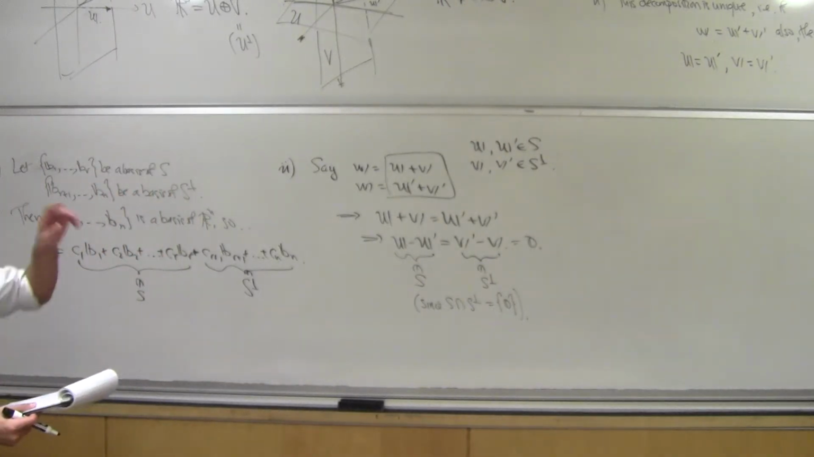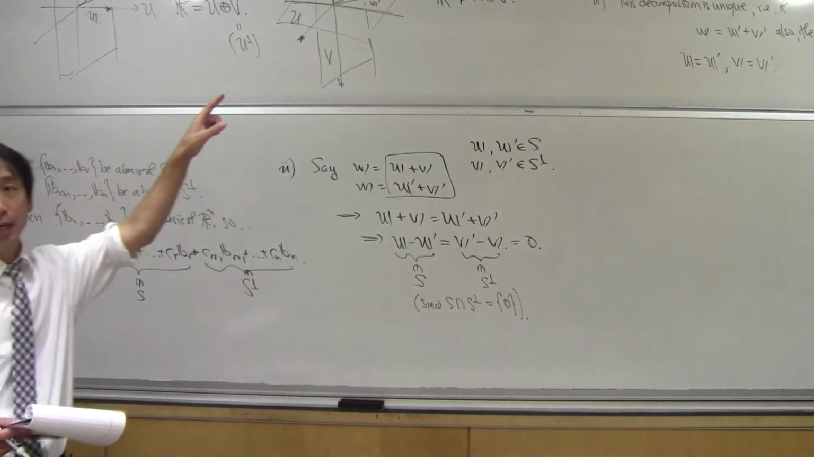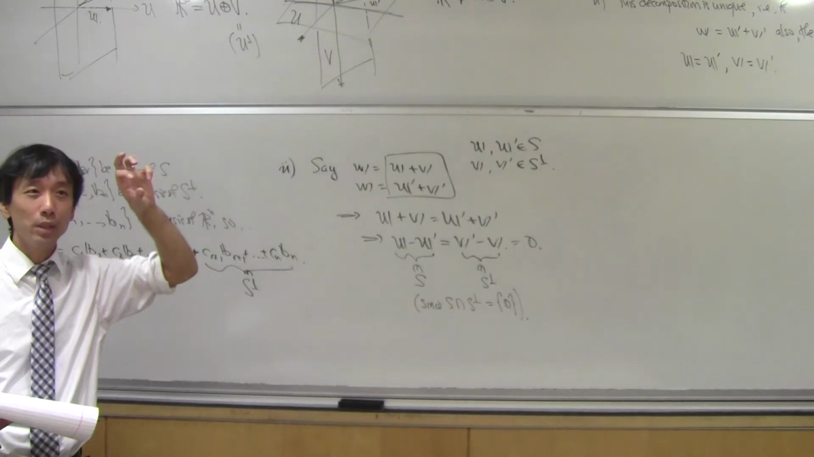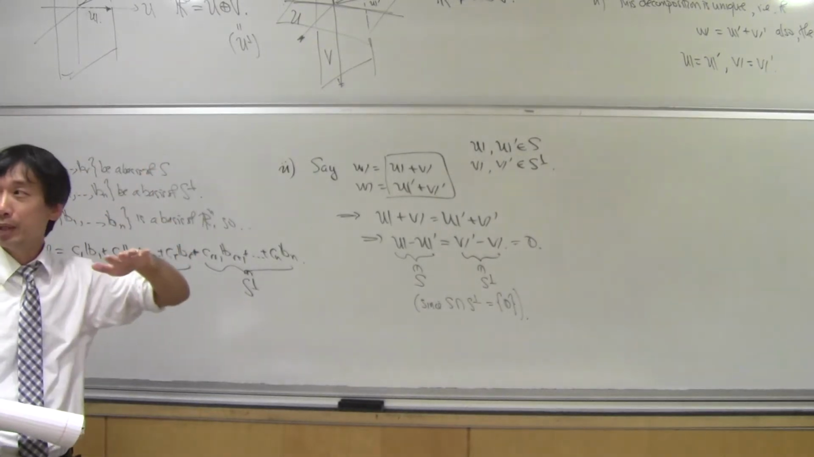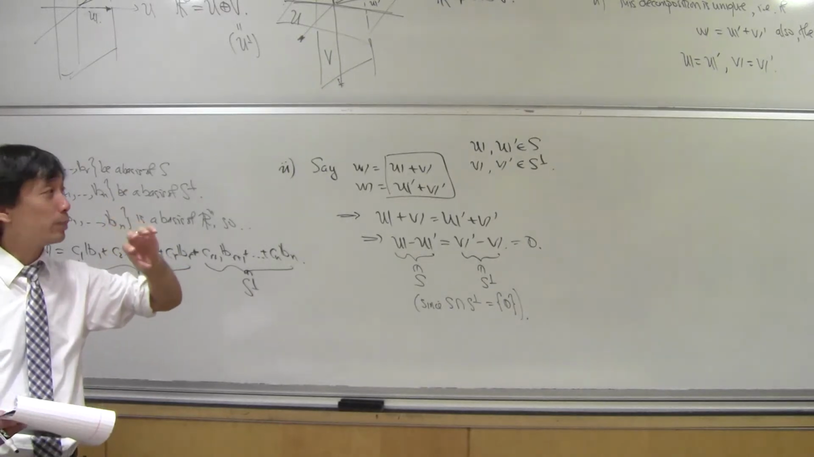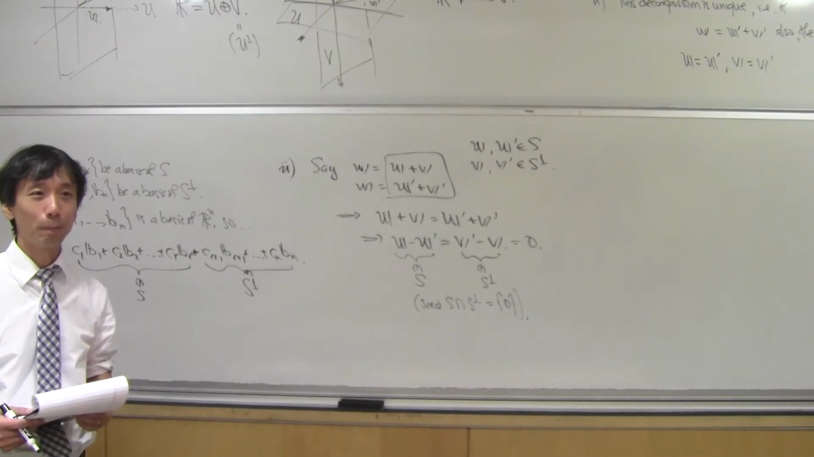Okay, so that's the end of the proof. That gives us this fact that anytime you have a subspace of Rn, you can look at its orthogonal complement, and Rn will be expressible as the direct sum of that subspace plus its orthogonal complement.